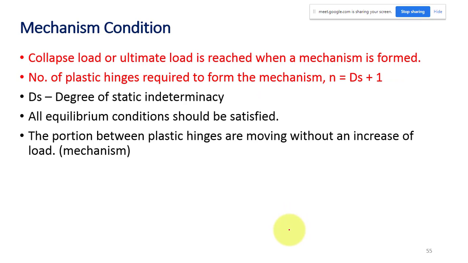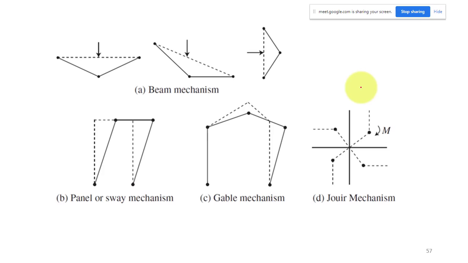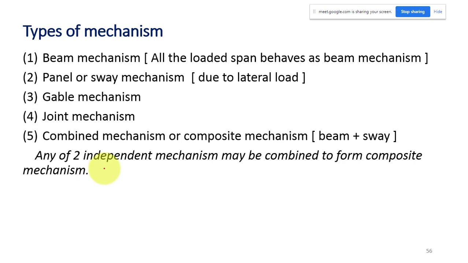Then we have discussed what is the condition to form a mechanism. There should be DS plus 1, static indeterminacy plus 1, number of plastic hinges in the structure. At that time it will convert your structure into a mechanism. That is the condition to form the mechanism. Then we have discussed different types of mechanism. One is called beam mechanism, then sway mechanism, then we can have a gable mechanism or joint mechanism, and we can also have a combined mechanism. Combined or composite mechanism means a combination of two independent mechanisms.